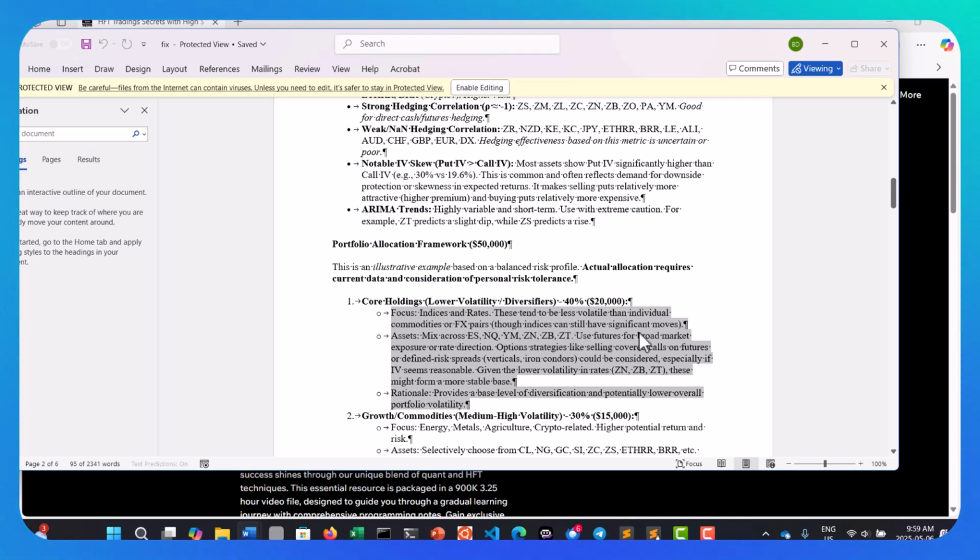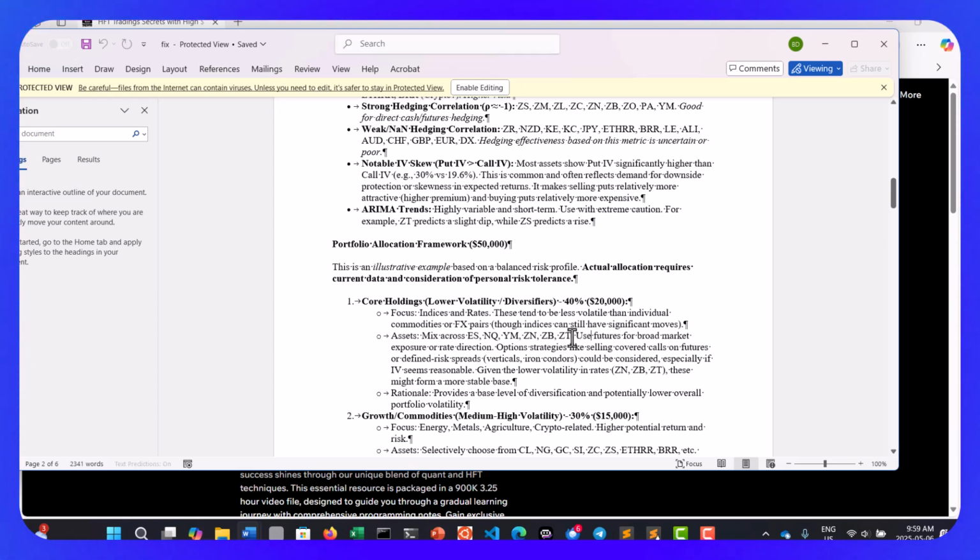Though indices still have significant moves, so you don't touch them. So what we're going to add are some commodities and forex pairs. So it's a mix between ES, NQ, YM, ZN, ZB. I wouldn't touch them, but as I showed, I would tell you what I would do based upon that dashboard I just showed you.